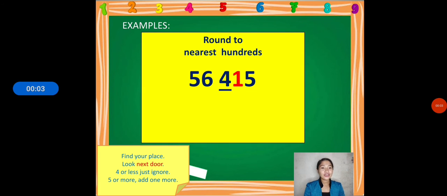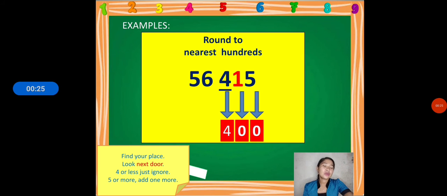Okay, now another example, round to the nearest hundreds. 4 is in the hundreds digit. Next to 4 is 1. 1 is less than 4. We will ignore it and copy 4. Change those numbers to zeros and those remaining numbers just copy. Therefore, 56,415 round to the nearest hundreds is 56,400.